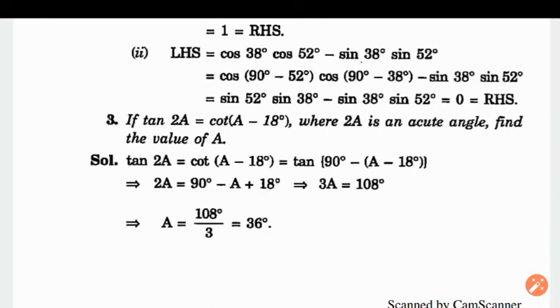Now question number 3. This type of question, whatever we have in question number 3, basically comes in objectives and all.